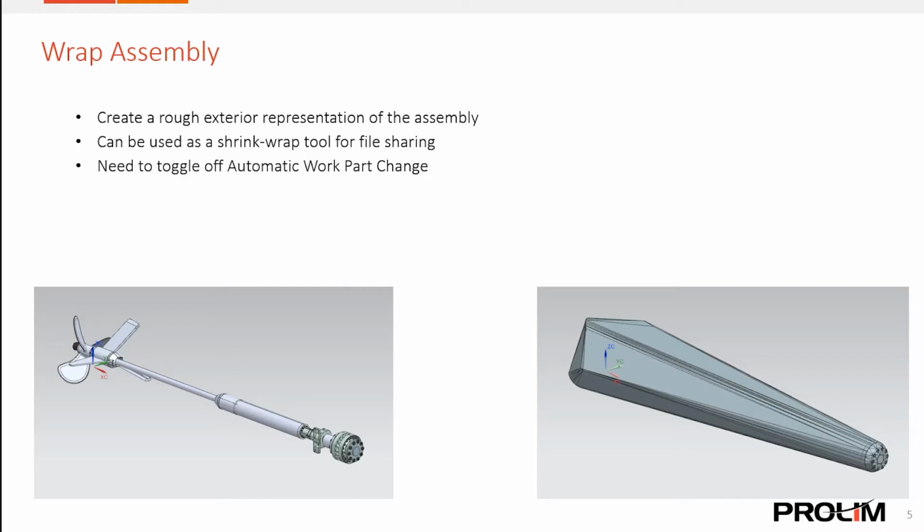One key note with this command is that with the newer versions of NX, specifically 1847 and newer, you will need to toggle off automatic work part change, a new setting introduced in 1847, in order to create the wrap assembly at the assembly level. I'll get more into why you have to do this in the demonstration, but I just wanted to add that here.